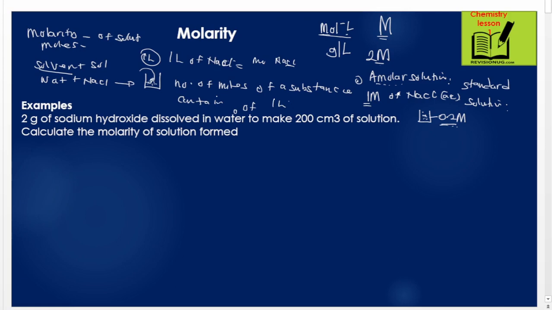Alright, with those brief notes and clarifications, let us get started with molarity, because this topic involves more calculating. Remember, as I stated earlier, the notes are down below the video plus some simple tests there. Now let us get started with our first example. The first question says: 2 grams of sodium hydroxide dissolved in water to make 200 cubic centimeters of a solution. Calculate the molarity of the solution formed.